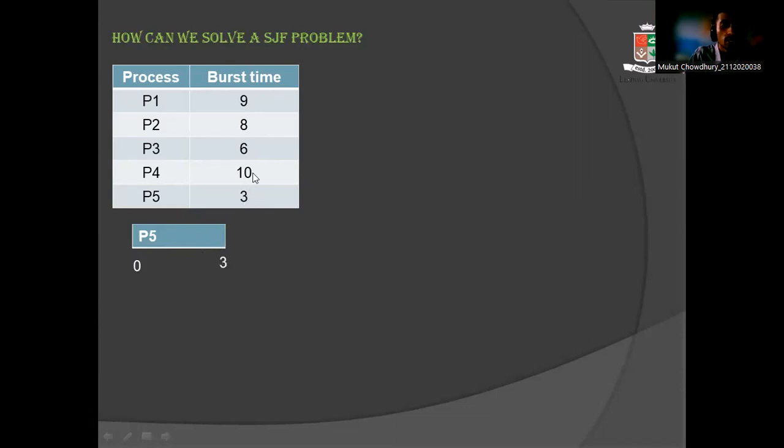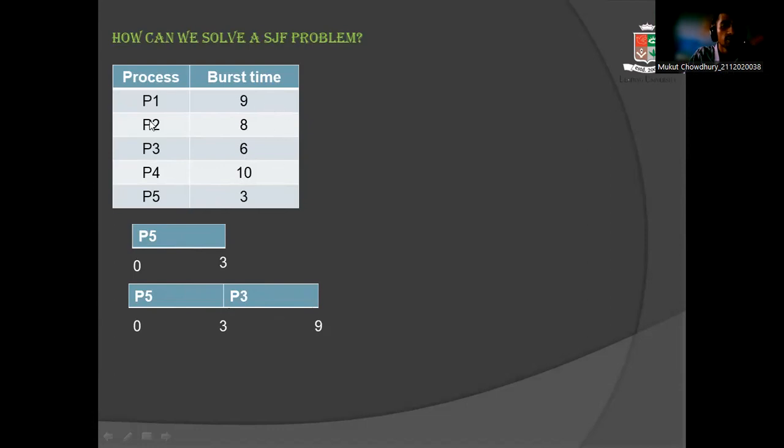After P5 we search for the lowest burst time. We can see that P3 has the lowest burst time. So after P5, P3 will come and complete its process. The starting point of P3 will be 3, which is the ending point of P5, and after completing its job it will end at 9. P3 is complete. After P3, which process will come?